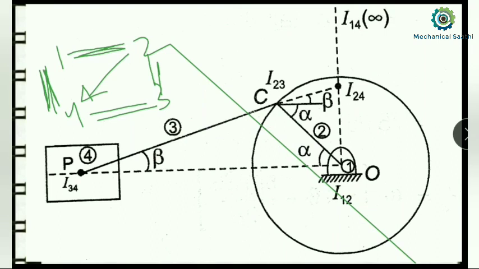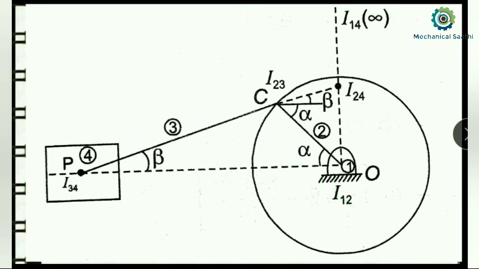I can go 1 2 line, that is the instantaneous center between 1 and 2, this point, and the instantaneous center between 1 and 4. So I14 will be somewhat at infinity, we can say. So I'll be getting this straight line over here.